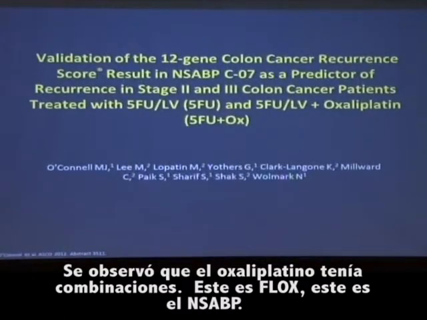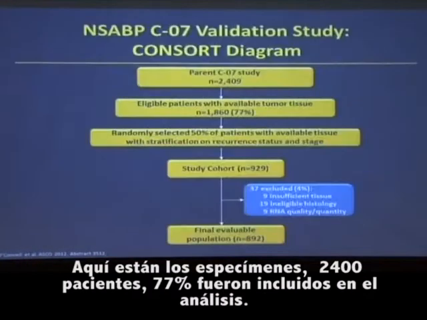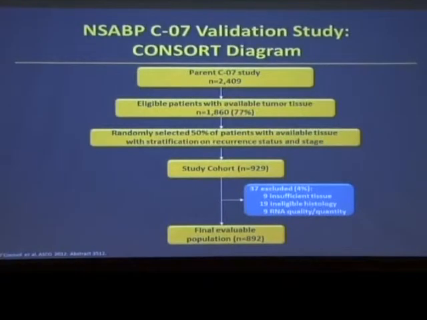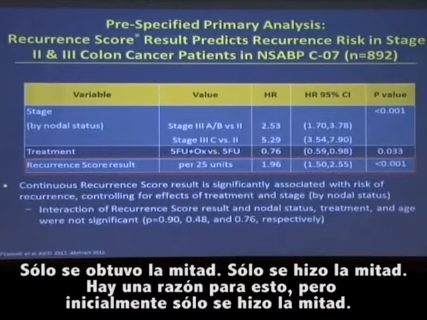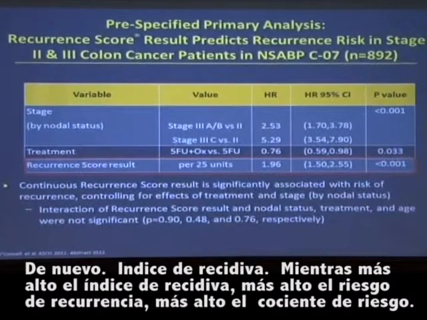So they looked at an oxaliplatin-containing combination. This was FLOX, from the NSABP, okay? Here are the specimens, 2,400 patients, 77% were included in the analysis, okay? They only did half. There's a reason behind that, but they only did half initially. Again, the higher the recurrence score, the higher the risk of recurrence, the higher the hazard ratio.